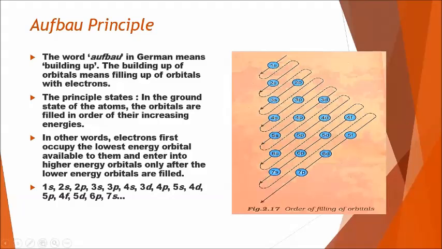So if you remember this pattern, you can easily understand how the increasing order of energy is there in the orbitals. And if we remember this diagram, then it's very easy to fill up the electrons in the respective orbitals of an atom. So this way we can use the Aufbau principle.